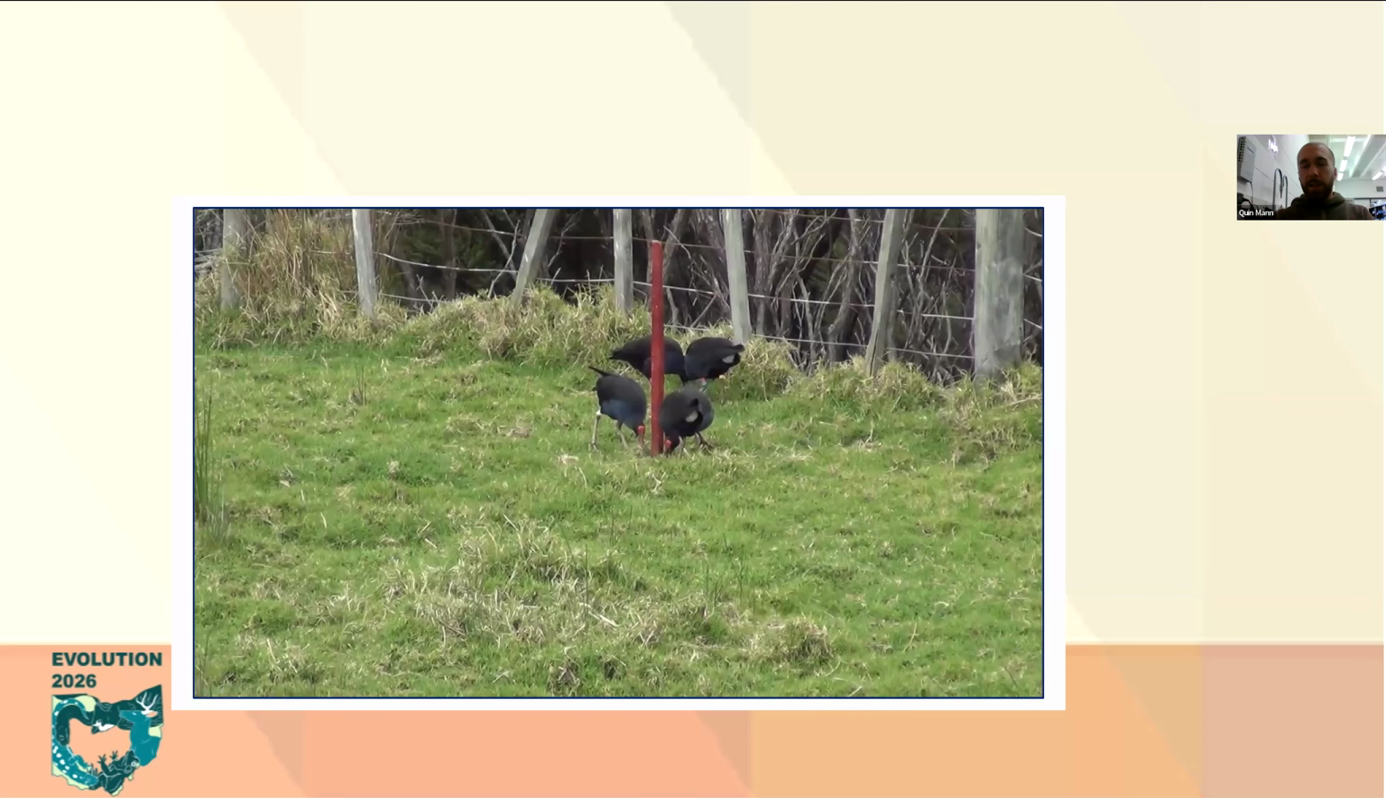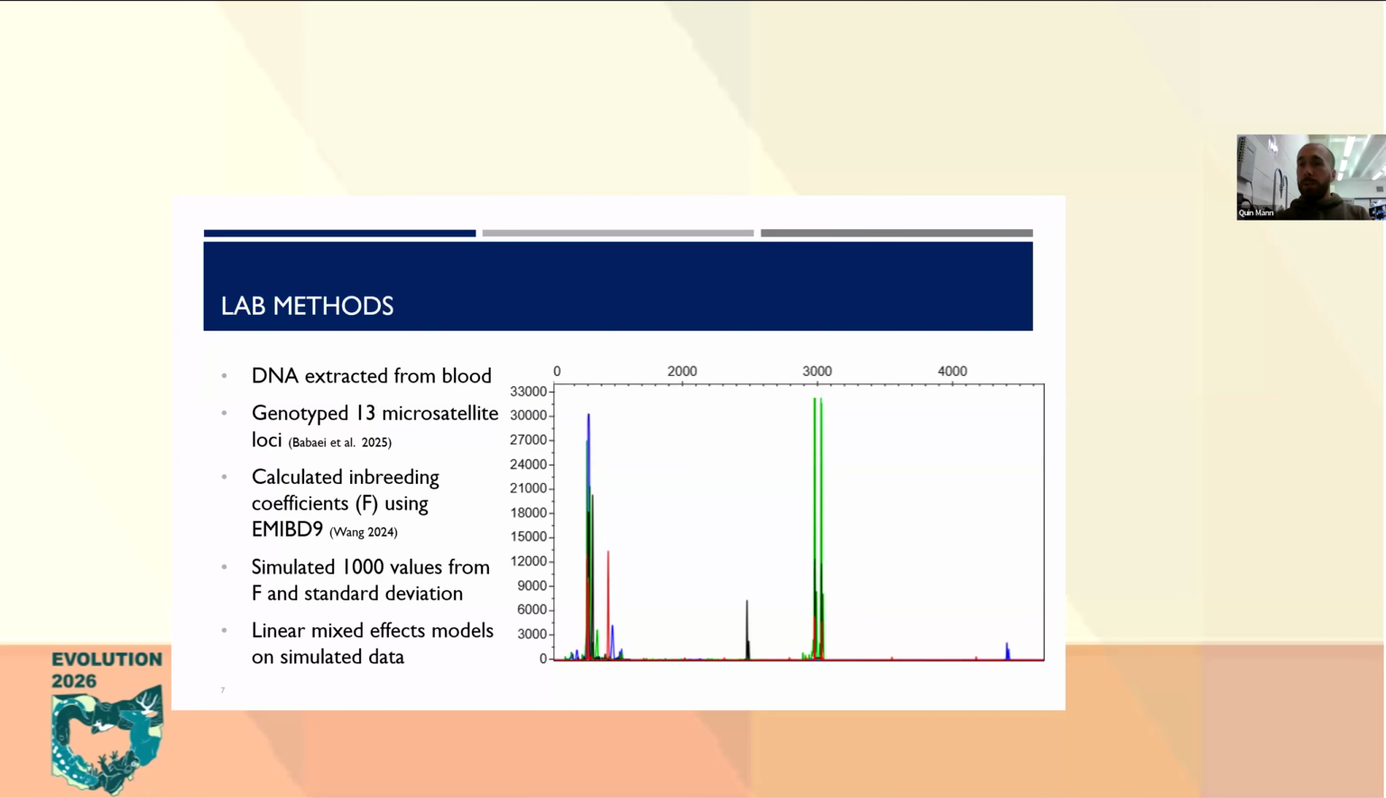So once we'd done that, we were able to calculate the David scores, and then we came home to our university in Canada and we took those blood samples with us. We extracted the DNA from the blood and amplified 13 different microsatellite loci and genotyped them. The data from those 13 different loci were then input into the software EM-IBD9 to calculate our inbreeding coefficients.